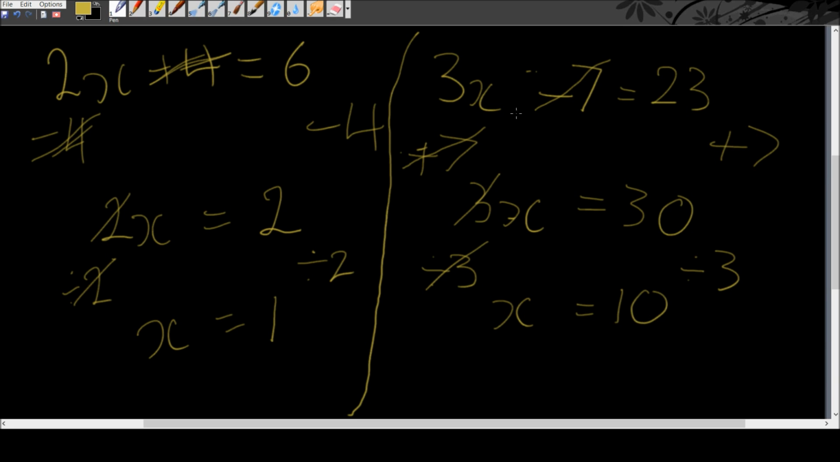Okay, so we've solved this two-step equation. We've got it down to x is equal to 10. Lovely, jubbly. Woo-hoo! Okay, let's look at two more examples very, very quickly.